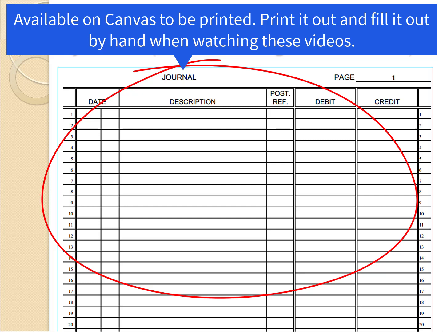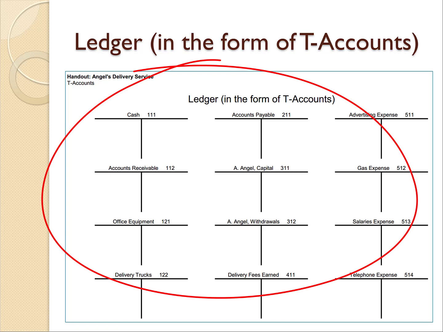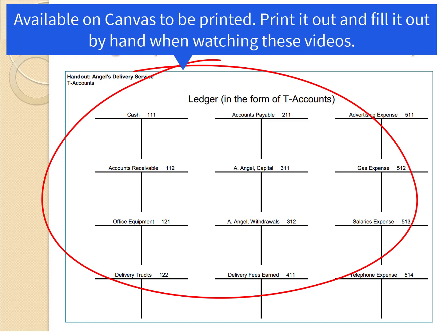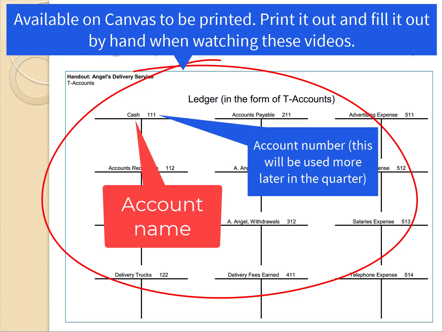And then once we record a transaction in the journal, we need to figure out the account's balances after the transaction. And where do we track the account balances? In the ledger. Now this ledger is in the form of T accounts, which is easier for learning rather than the four-column ledger. Notice each T account at the top has the account name, like cash, and the account number, like 111. For now, the account number is not so important. Later, when we learn how to post things to the ledger, that's when we will be using the account numbers.